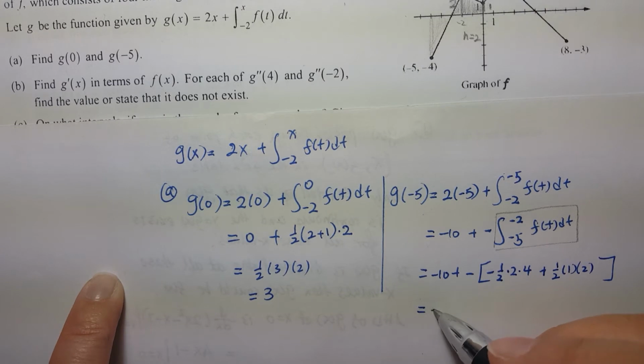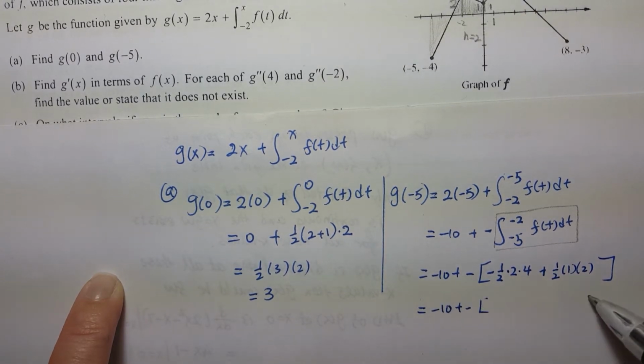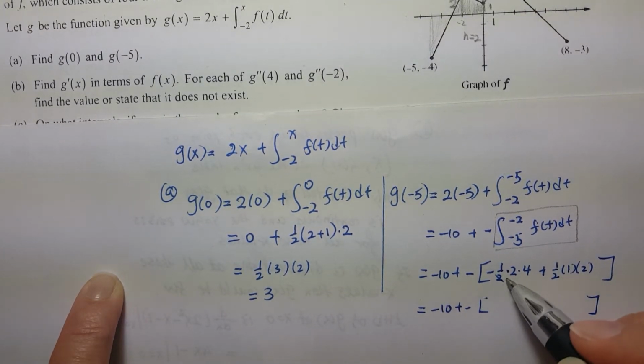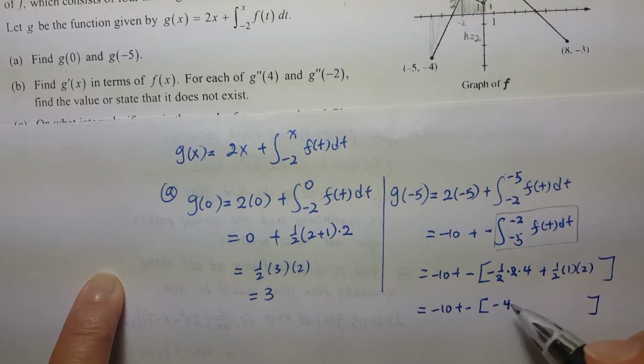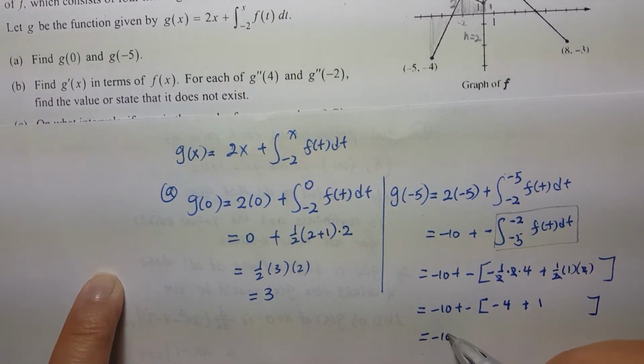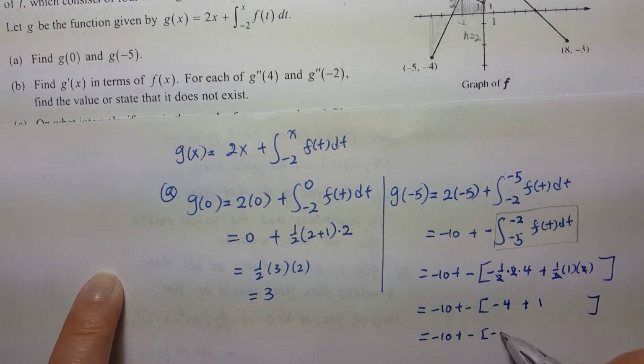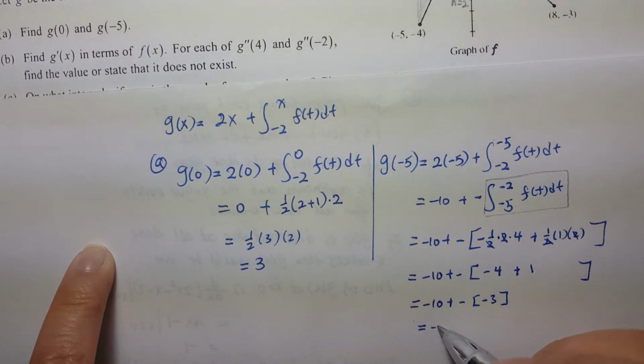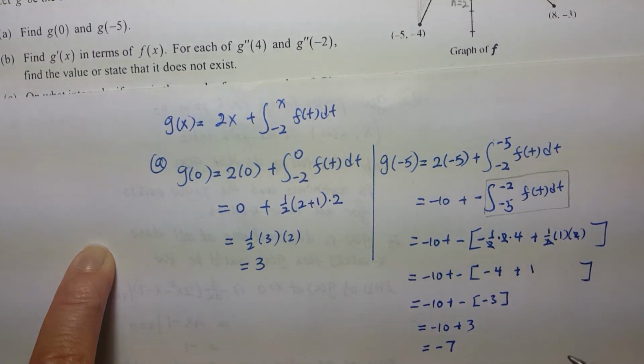So now we are going to have -10 plus negative, and these go together. So to simplify, you get -4 plus 1. So next step, just simplify. So we found the answer. g of -5 is -7. So we finished question number 2A.